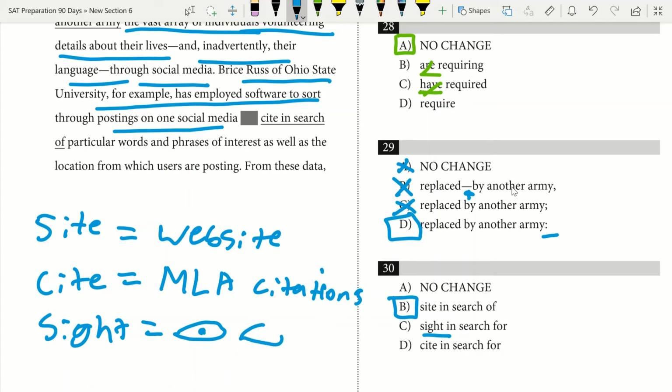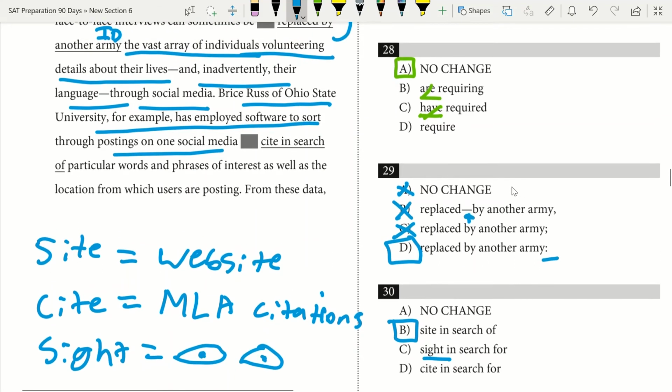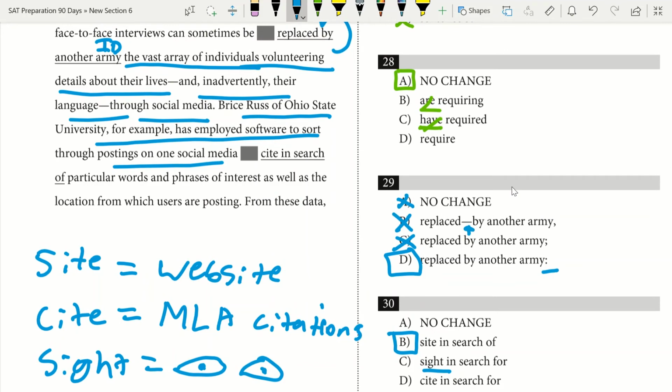That's looking at things, okay? So that's a homophone question. Answer for 30 is going to be B. All right, so now with that, let's just go ahead, keep reading.